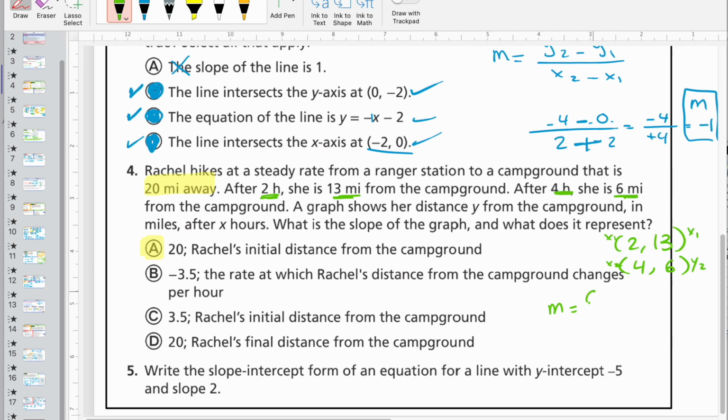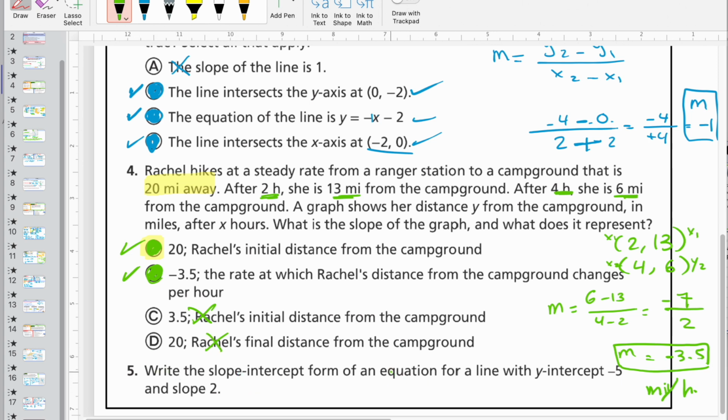y2 minus y1, so 6 minus 13, over x2 minus x1, so 4 minus 2. 6 minus 13 is basically -7 over 2, which is around 3.5 but negative. This is my slope, or my rate of change, in miles per hour. -3.5 is the rate of change. Yes, that's correct. 3.5 is the rate of change? Nope. 20 is the final distance? No, that's the initial amount that she started with.